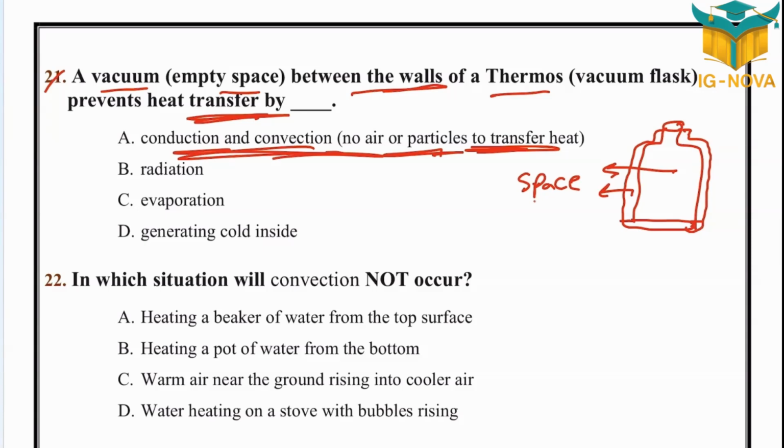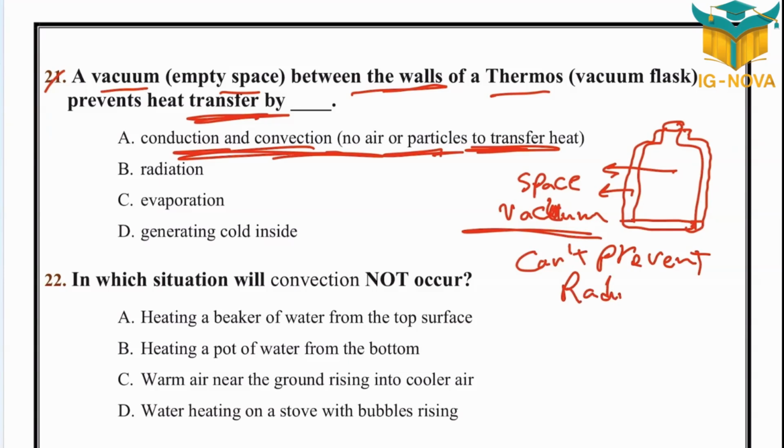This is the space, this is the vacuum. This vacuum doesn't allow heat to transfer by conduction and convection, but it cannot prevent radiation, because radiation happens through space and vacuum. Conduction and convection, it surely prevents.